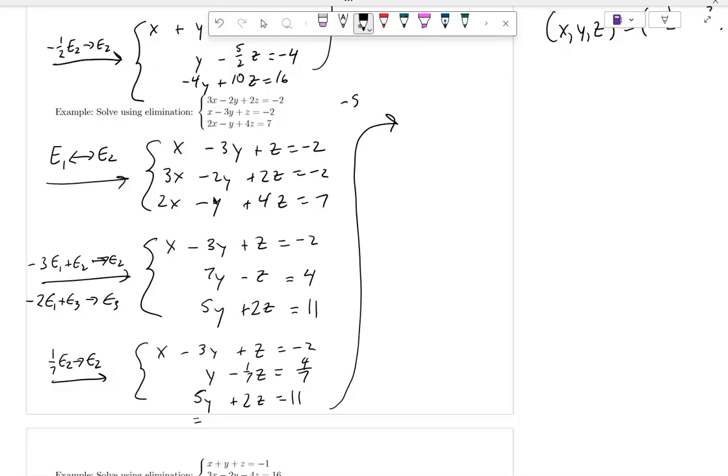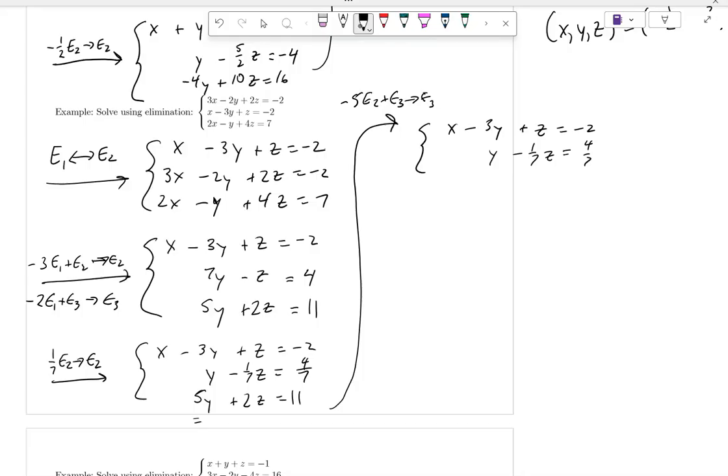Good. Negative 5 times the second equation, added to the third equation, replace the third equation. What's the only equation getting changed? The third one. Good. Okay. It made that 5y a 0.